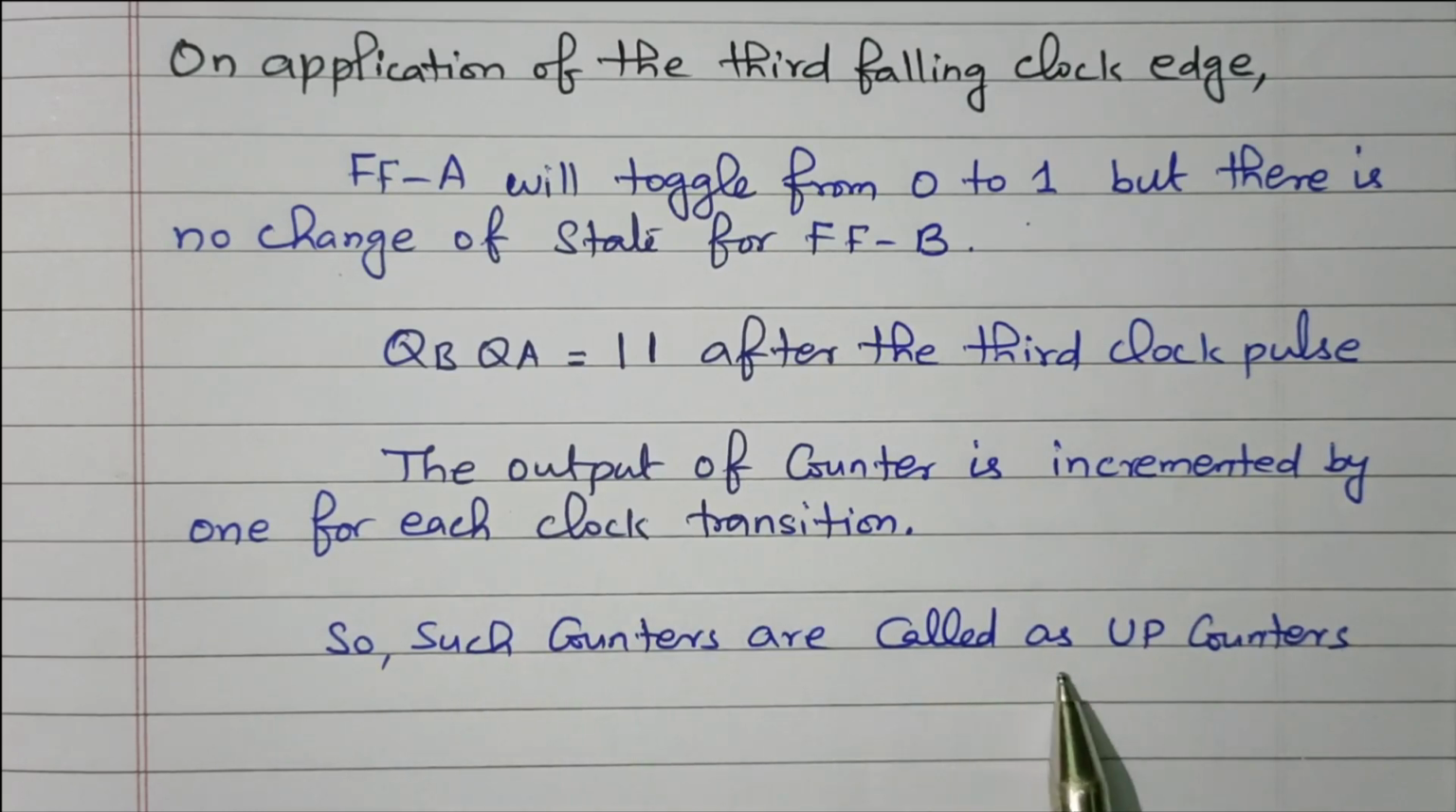The output of the counter is incremented by 1 for each clock transition. So such a counter is called an up counter, a 2-bit up counter. So in this video we discussed the asynchronous 2-bit up counter. We discussed the logic diagram, timing diagram and the construction followed by the operation. Every clock pulse, what will happen? Flip-flop A changes state at every negative edge of the clock pulse. Flip-flop B will change when the output of the first flip-flop is 0. If it is 1, it will not change, because of the negative edge. So based on that we got the 4 different states. That is why it is called a 2-bit up counter.